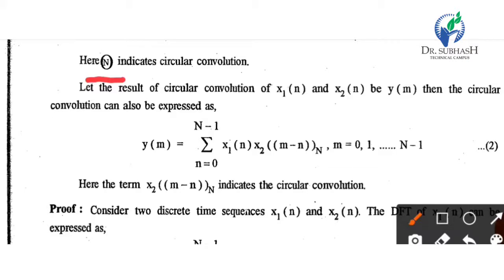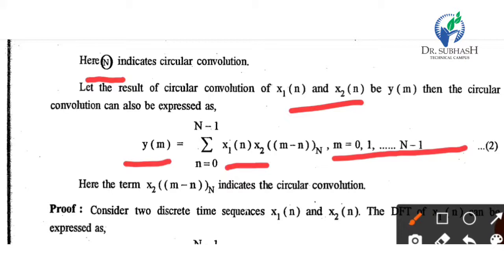Let the result of the circular convolution of x1 of n and x2 of n be y of m. Then the circular convolution can also be expressed as y of m equals the summation over n equal to 0 to N minus 1 of x1 of n multiplied by x2 of m minus n modulo N. Here m equals 0 up to N minus 1.